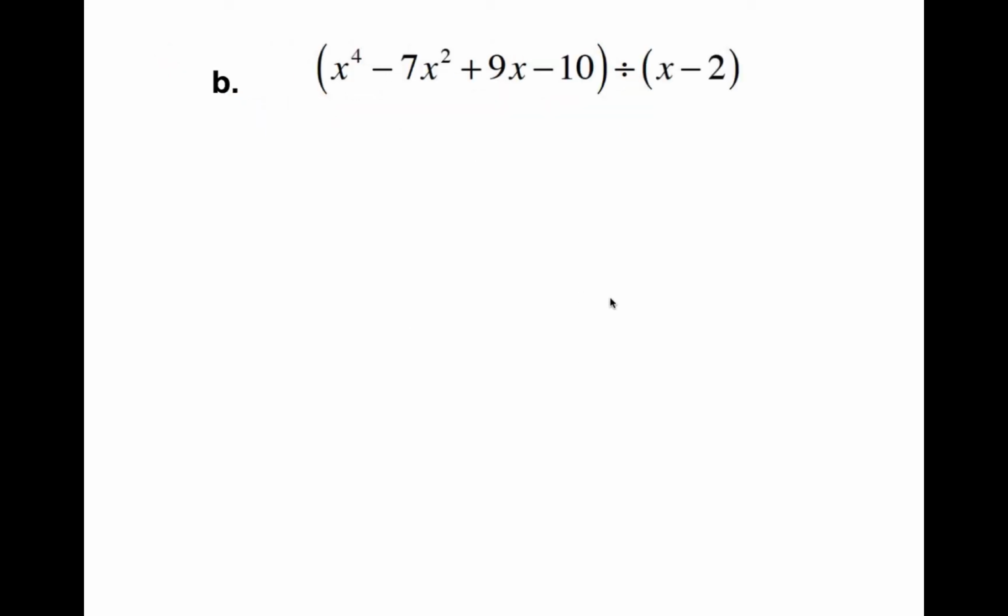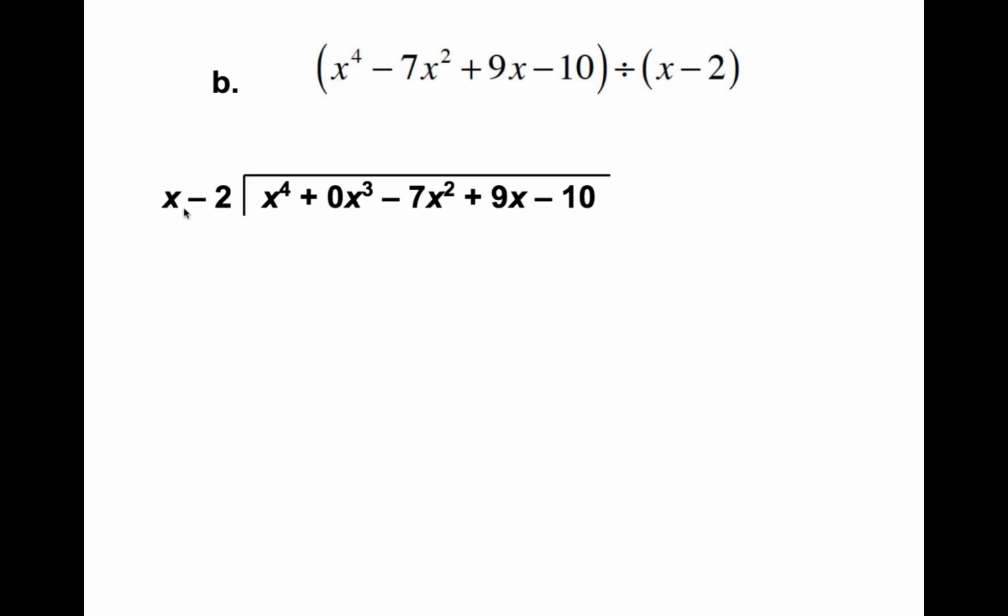So, part B. We're dividing this by x minus 2. Pay close attention. Look it, we're missing an x cubed term. So when I write this, I have to put in a 0x cubed as a placeholder, and then we're dividing by x minus 2. So again, first term, x times what is x to the 4th? That'd be x cubed. Now we multiply. X cubed times x, that's x to the 4th. X cubed times negative 2 is a negative 2x cubed. We're subtracting the whole row, so change both signs.